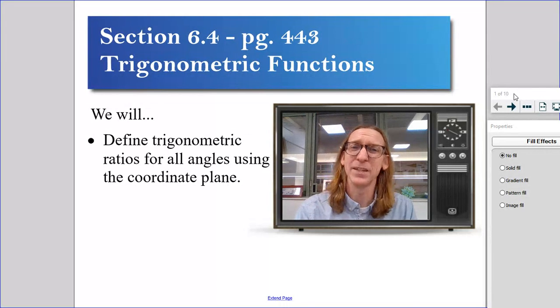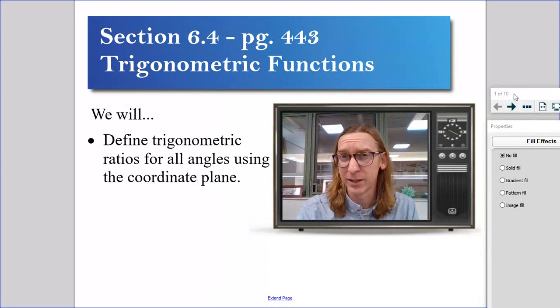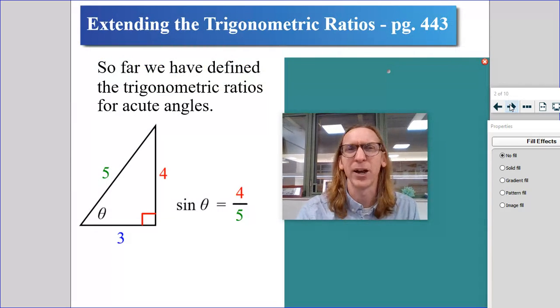Hello! In this trigonometry lesson, we're going to take your definitions for the trigonometric ratios and push them a little bit further, defining those ratios for all angles by using the coordinate plane. Now, you may not realize it, but as of right now, your definitions of trigonometric ratios are fairly limited. And by that I mean they are limited to angles that are acute.